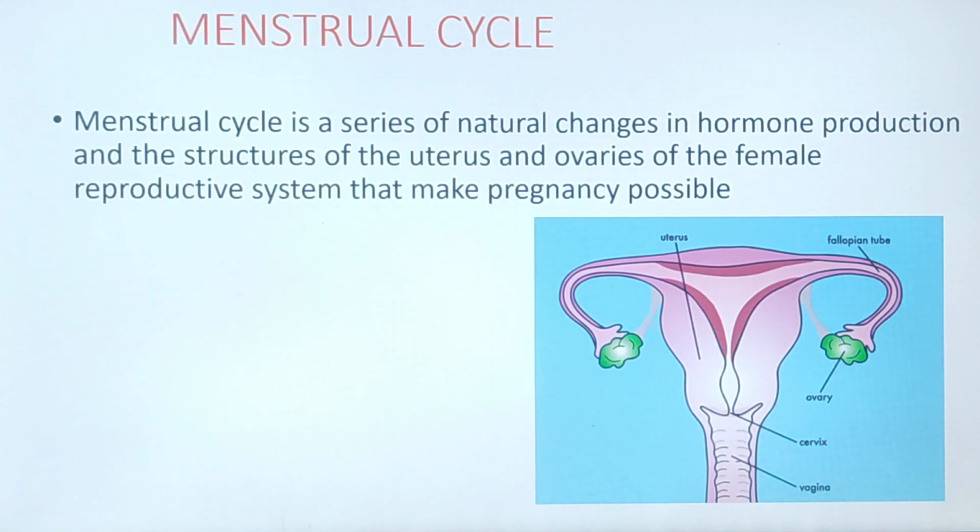Menstrual cycle. The menstrual cycle is a series of natural changes in hormone production and in the structure of the uterus and the ovaries of the female reproductive system that make pregnancy possible.